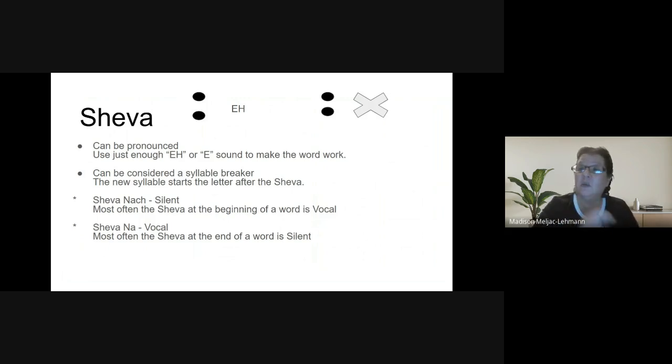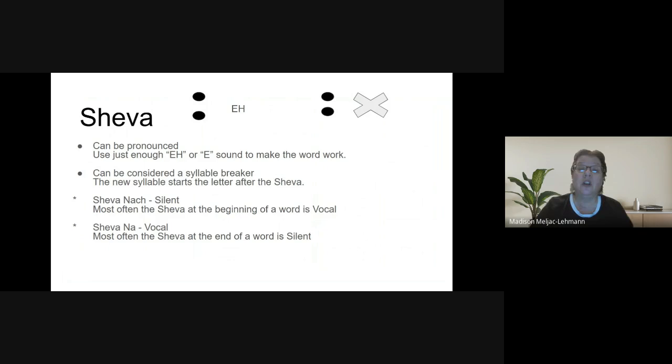In English, it's very hard, or for anyone, it's very hard to say v ahafta, the straight v with no vowel. So you pronounce just enough of the E sound to make the word work, and that's how you're going to think about that. If it's the silent Shiva, then it also is considered a syllable breaker, and the new syllable starts the letter after the Shiva. And that's going to be important to know later.